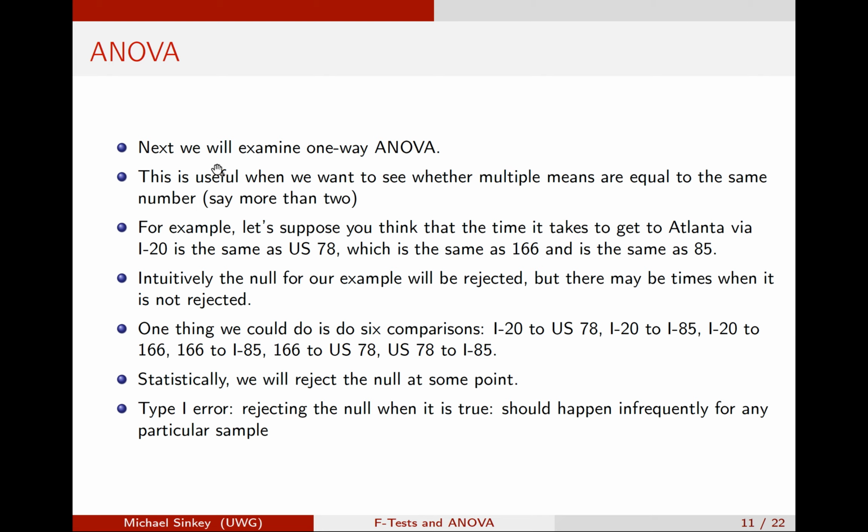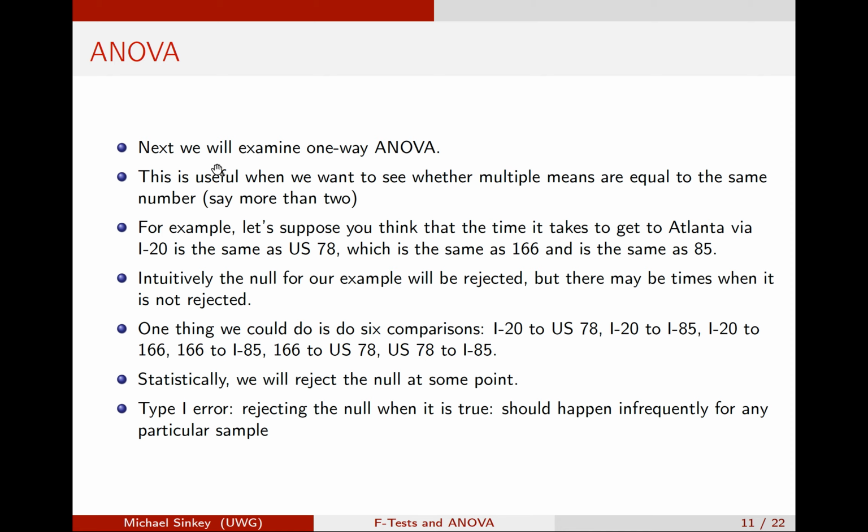So I can use the variance to test whether the means are different from each other. This is useful when we want to see whether multiple means are equal to the same number, say more than two means. If we had just two means, we might consider using a two-population test statistic. But if we have more than two means, we might not consider doing that.